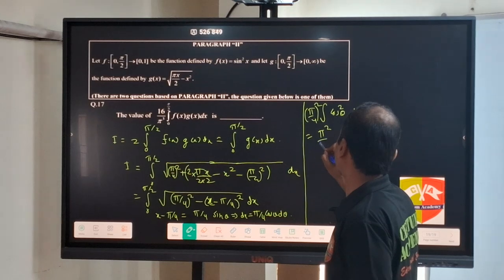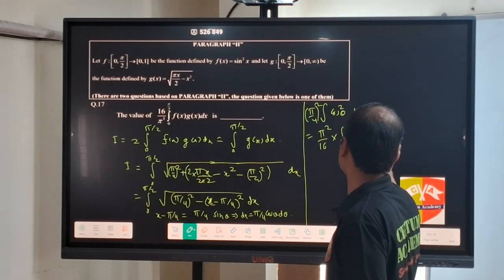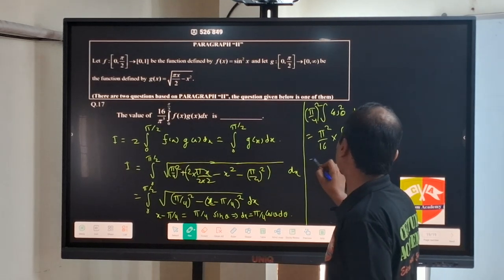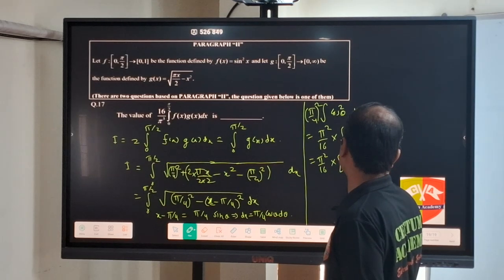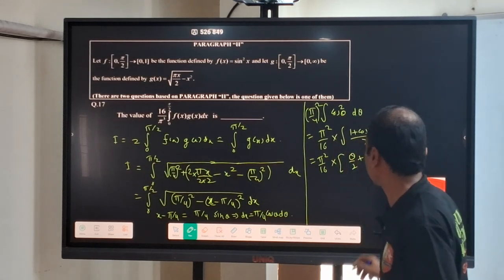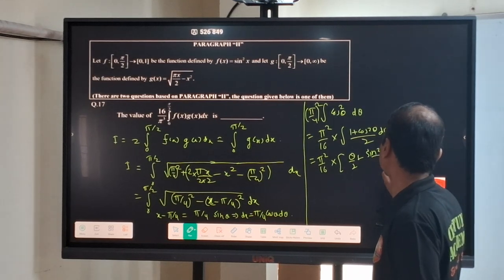Now this is pi square by 16 times cos square theta. We can write it as (1 plus cos 2 theta) by 2 d theta. So we can write it as pi square by 16 into theta by 2 plus sine 2 theta by 4.